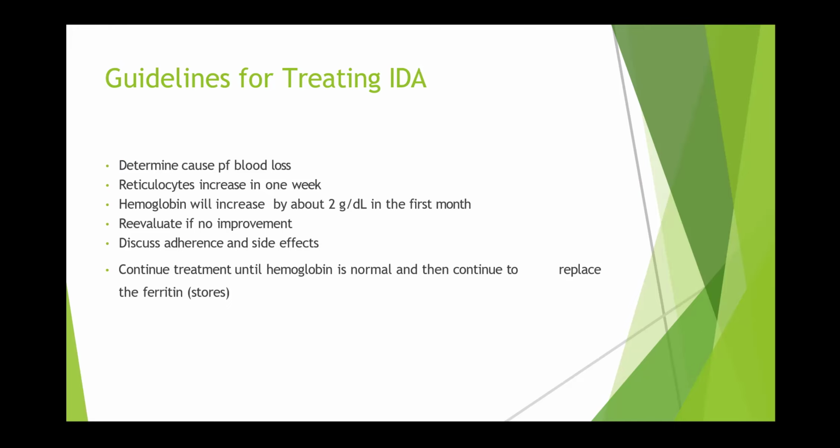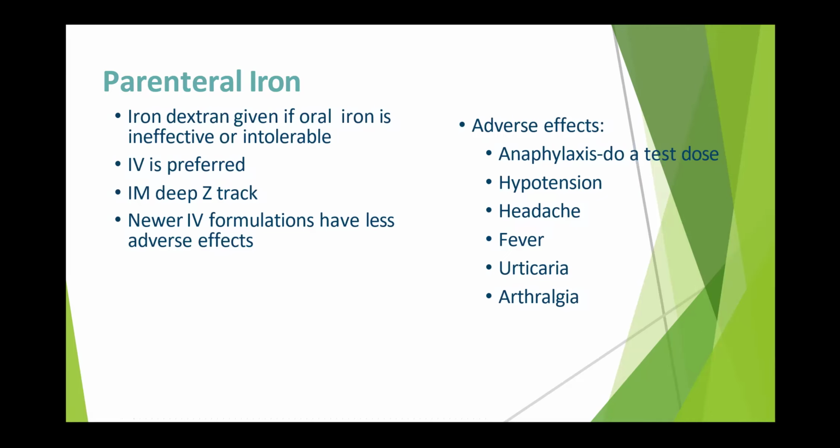You always want to make sure the patient understands adherence and side effects, and you want to continue treatment until their hemoglobin is normal, right? And the ferritin stores have been replaced. Now we can also give iron parenterally. So dextran can be given if the oral iron is either ineffective or they can't tolerate it.